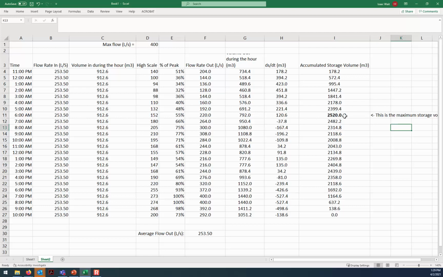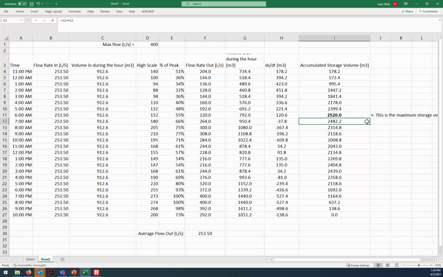Just for a safety factor, what I would do is size the tank that actually gets built, maybe I'd make it 1.25 times this big. So this analysis tells me that if I have a tank that's 2520 cubic meters, that it will fill through the night, and then the tank is full of water. It's got 2520 cubic meters of water.